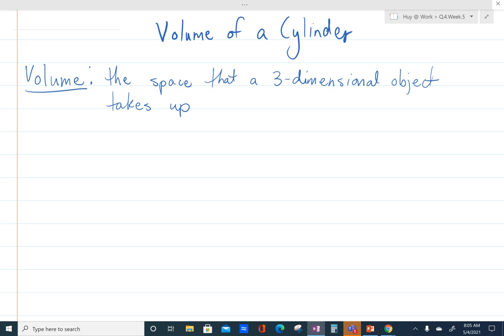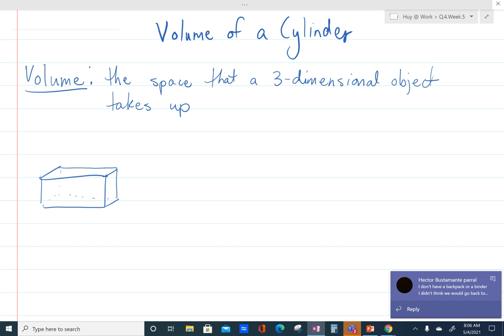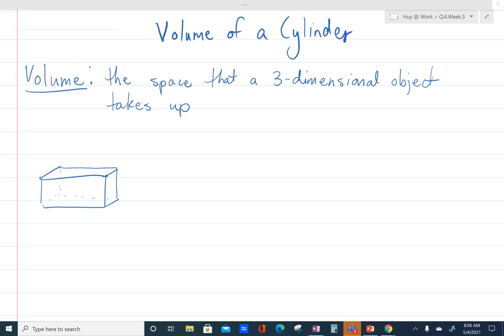All right, so normally I hope that you already have experience with finding volumes of other shapes. Specifically, you probably found the volume of a prism. So here I'm going to draw a quick sketch of a prism. If we take a look at this prism, the volume is the space inside of that. So we think of volume as base times height, right?